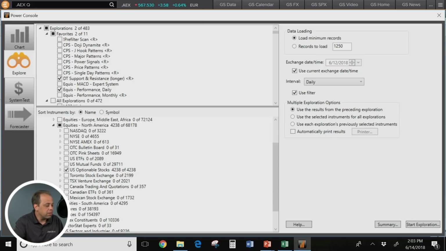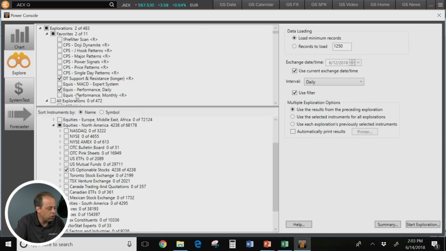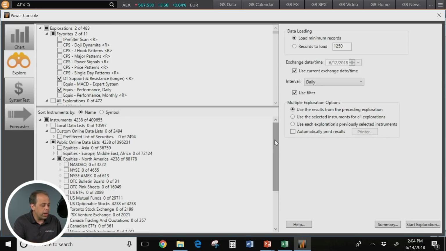So I've got the scans up here that I want to run against. We've got our DT support and resistance long-term and our performance daily. And what I'm going to do down here is select what list I want to scan. One of the best things about the scanner is the availability of data. What I mean by that is if I show you this list, with Reuters we have about 396,231 symbols that are available.